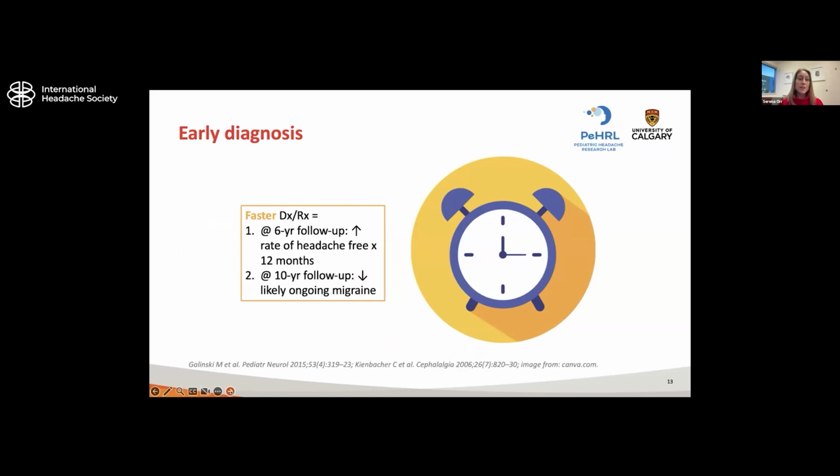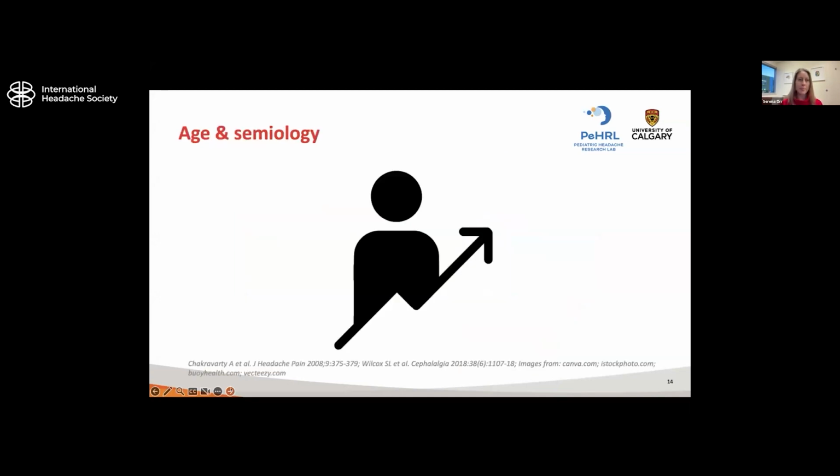So there was one study that looked at a 6-year follow-up, and they found that those who came to care earlier and had a diagnosis earlier had increased rates of headache freedom at 12 months compared to those who had a longer lag between when the headache started and when they presented to care. And there was another small study that looked at a 10-year follow-up window and again found that that shorter lag to onset of disease and care was associated with reduced likelihood of having ongoing migraine symptoms at 10 years.